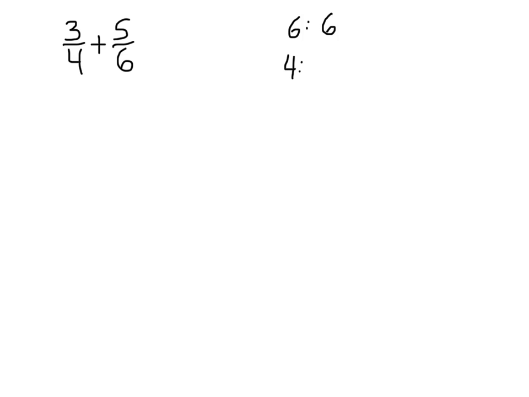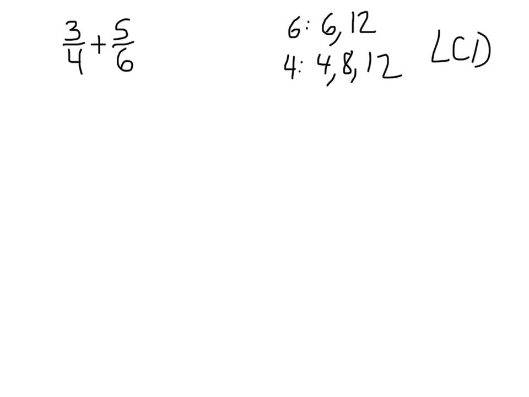The first multiple of 6 is 6. 4 can't go into that, so I need to keep going. 12 is the next multiple. Well, look at that. 4 can go into 12. So I think that's going to be my least common denominator in the old school method. So I'm going to try and make twelfths.